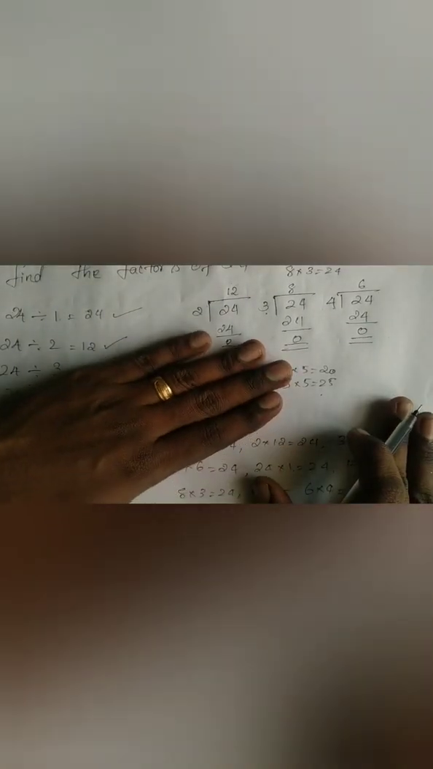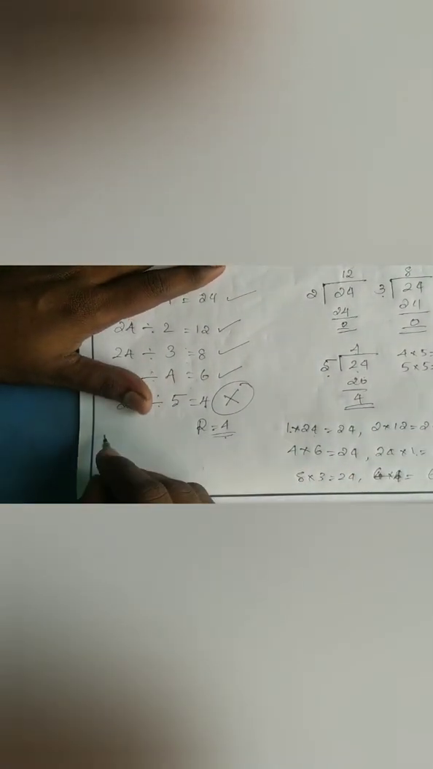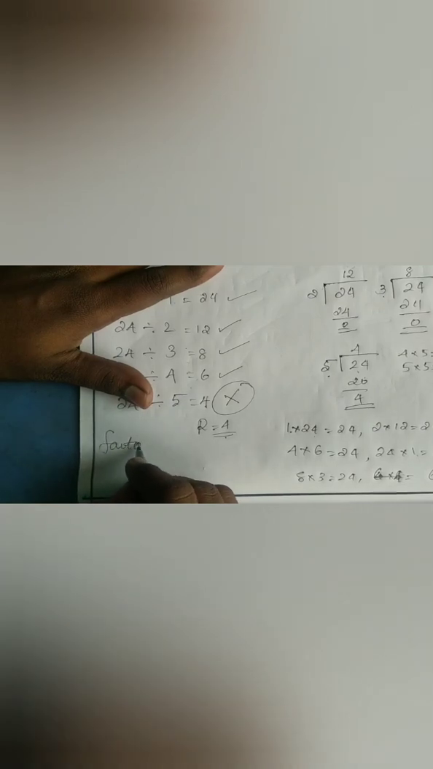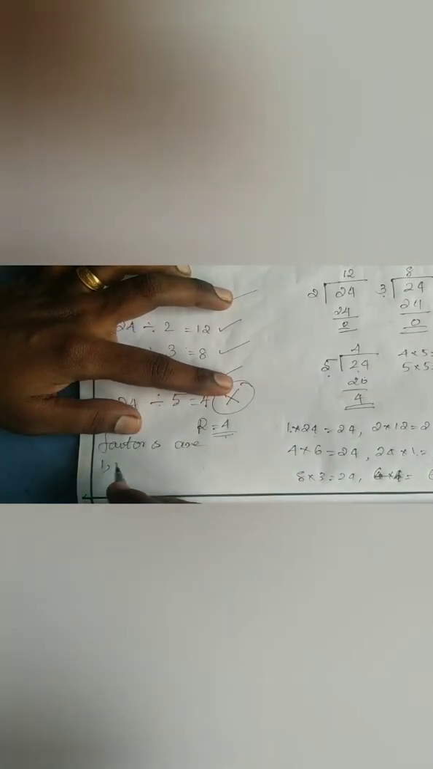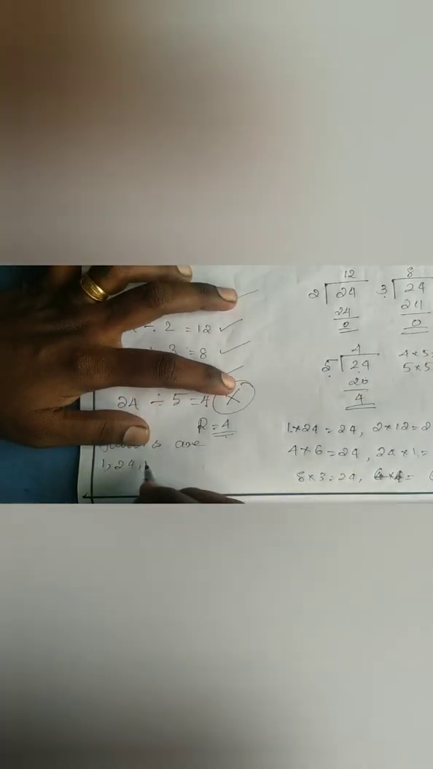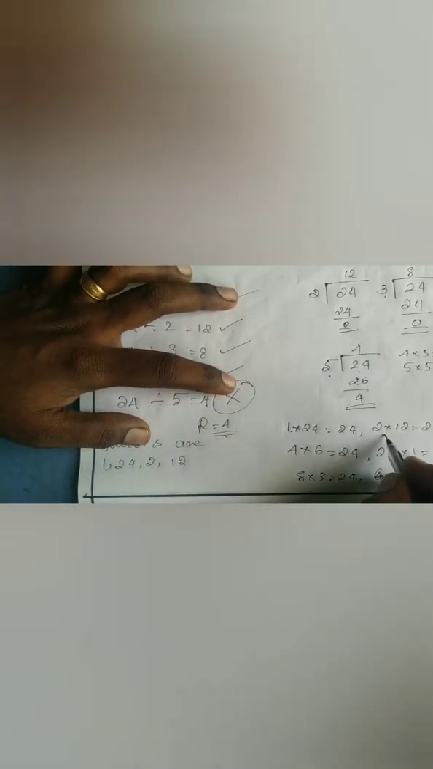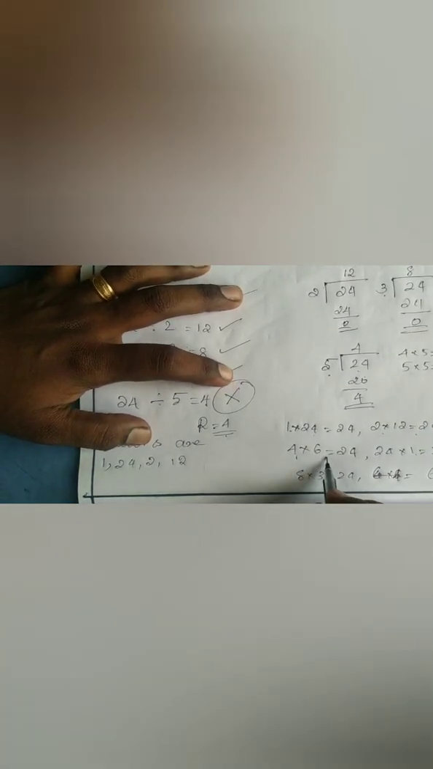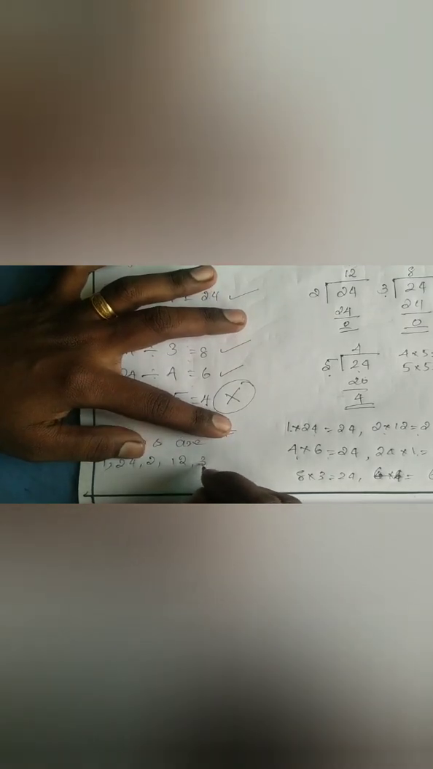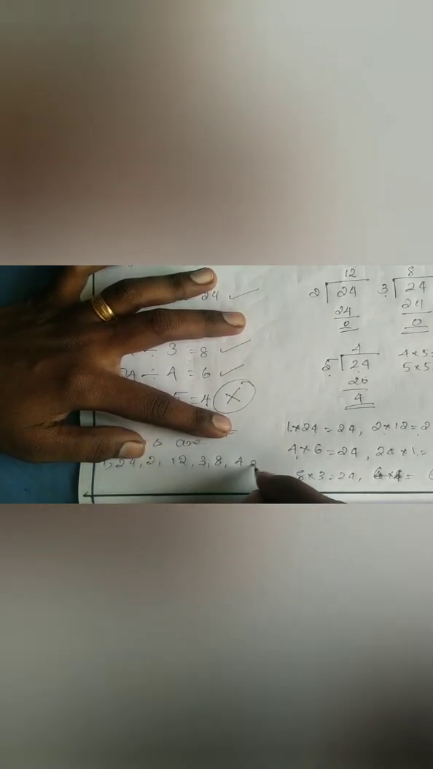These are the possibilities. Now, how to write the factors? The factors are: 1, 24, 2, 12, 3, 8, 4 and 6.